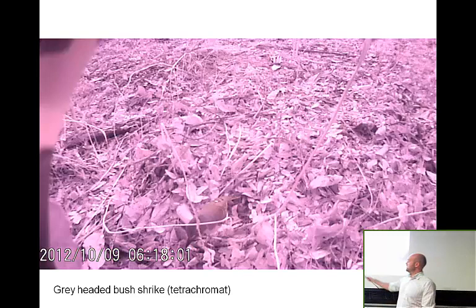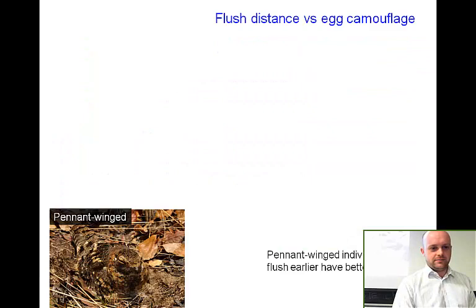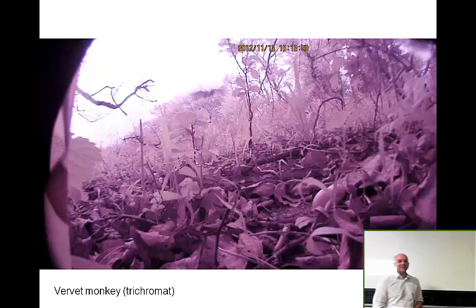And this video clip, though, the last one, is my favourite. These are vervet monkeys. Oh no, I jinxed it. Well, what you would have seen was a vervet monkey coming and eating the eggs. What a shame. And they're trichromats, so they basically have the same visual system or a very similar visual system to us.